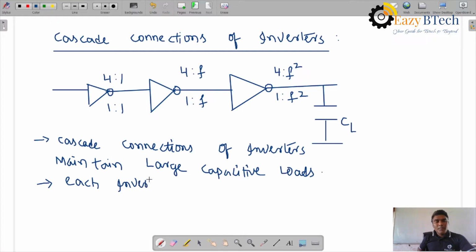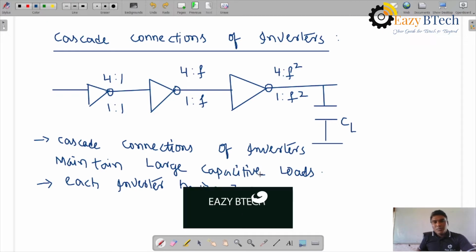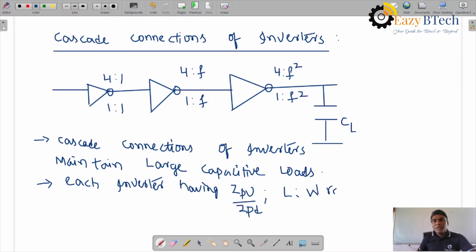Each inverter has a pull up pull down ratio, Z pull up by Z pull down. This will be equal to the L is to W ratio. We can say it is L by W.